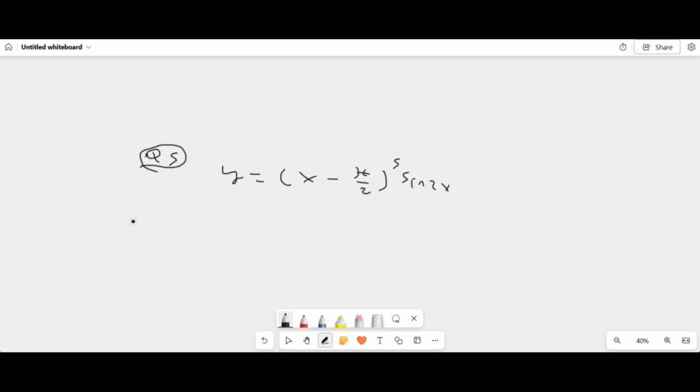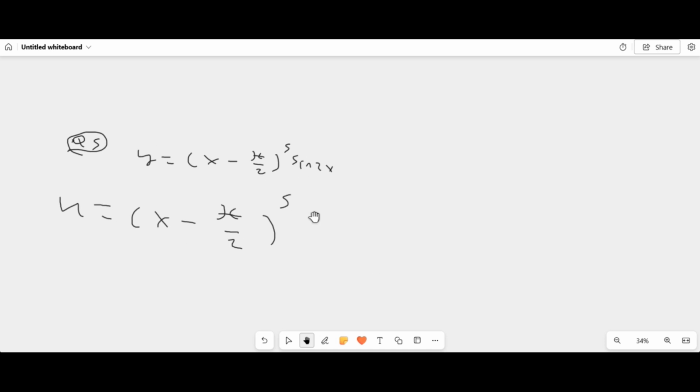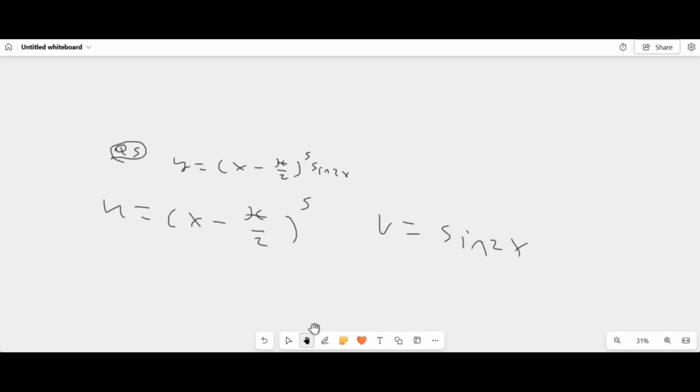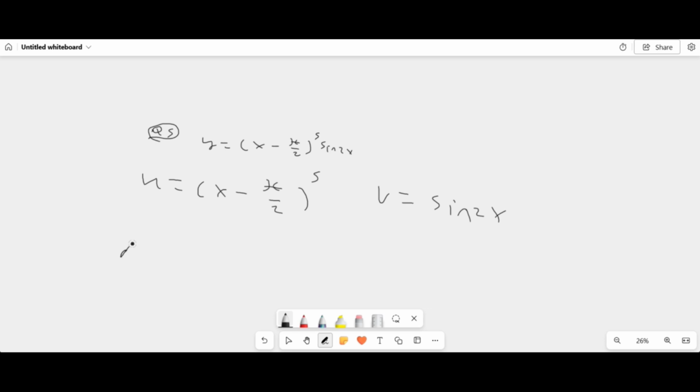So we've got this here, and we've got u is equal to x minus pi over 2, power 5, nice and easy, nice and simple, that's what I like. And v is equal to sine 2x. Alright, cool. So find du over dx.